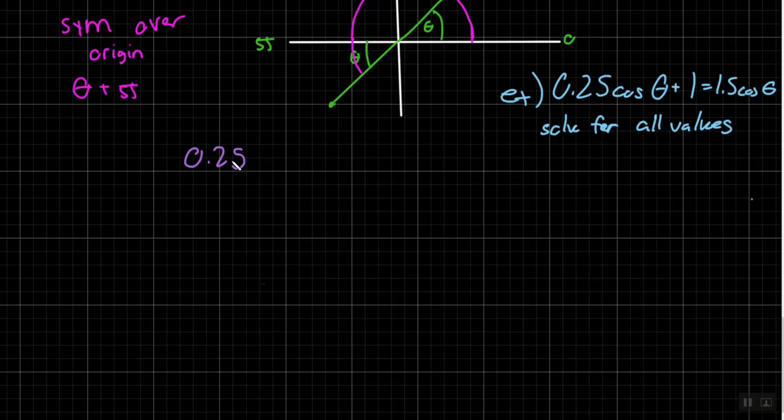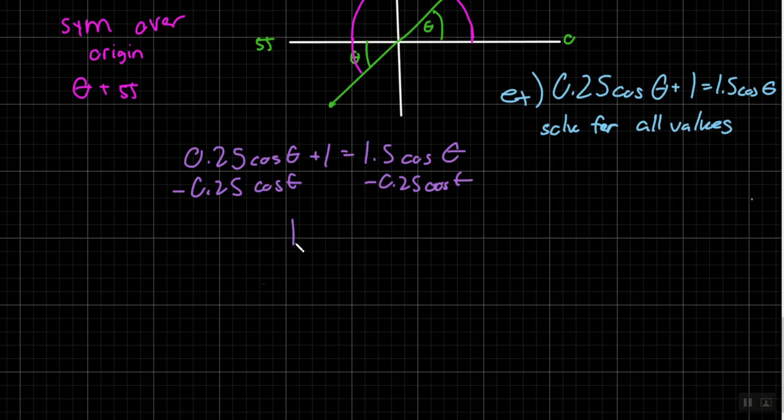Okay, 0.25 cosine of theta plus 1 equals 1.5 cosine of theta. We need to combine like terms. What are two like terms? So subtract 0.25 cosine of theta from both sides. Get 1 equals 1.25 cosine of theta. I need to divide. What am I dividing by next? Yep, 1.25. So 1 over 1.25 equals cosine of theta.